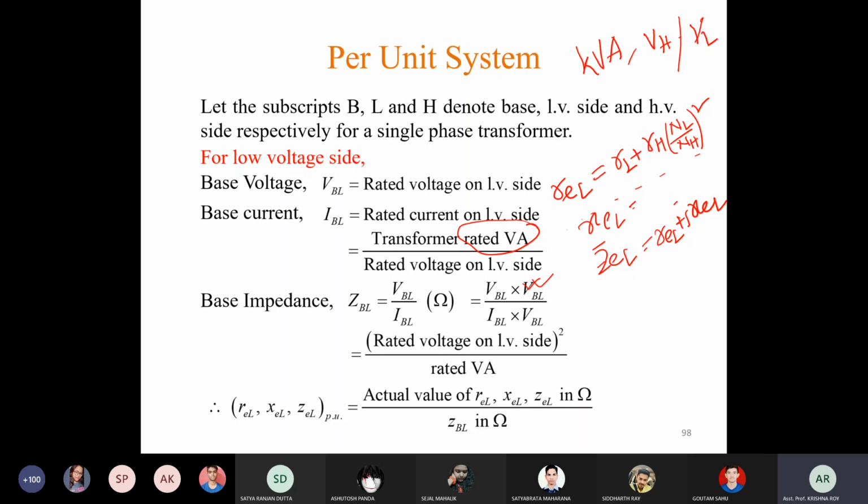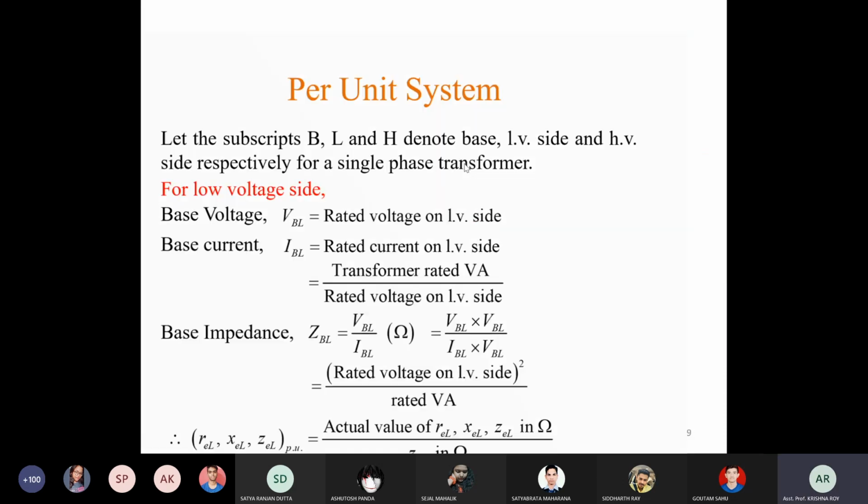Right? So in this way we can calculate REL, XEL and ZEL. Then we have to divide those quantities expressed in ohms by ZBL, which we have calculated using this expression. So in every case we will get the per unit values of REL, XEL and ZEL, which are without any unit. Okay, so base quantities are unitless quantity. Remember that.